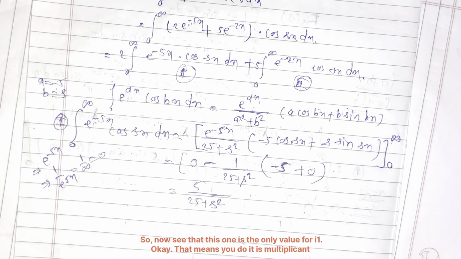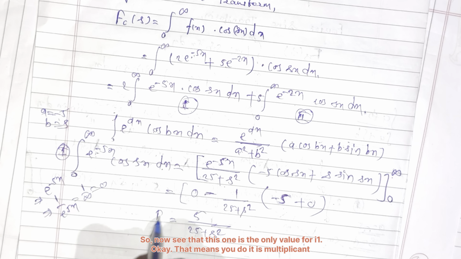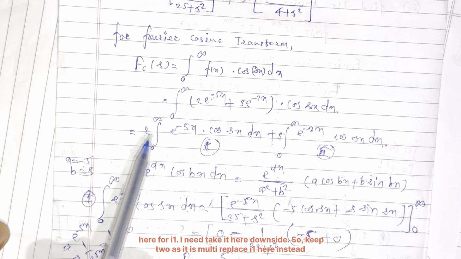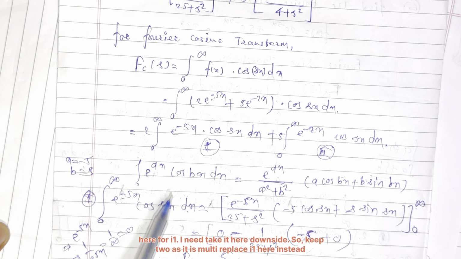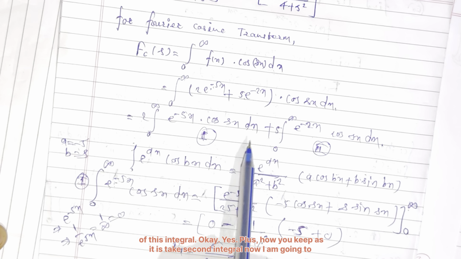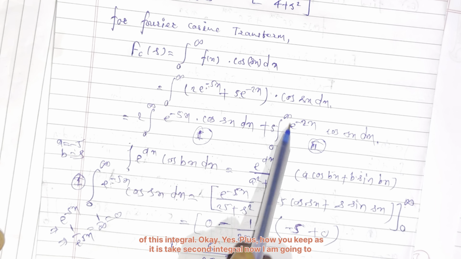Now see that this is the only value for I1. That means 2 is the multiplicand here for I1. I didn't take the 2 down, so keep 2 as it is, and replace I1 instead of this integral. Plus 5 keep as it is, and take the second integral.